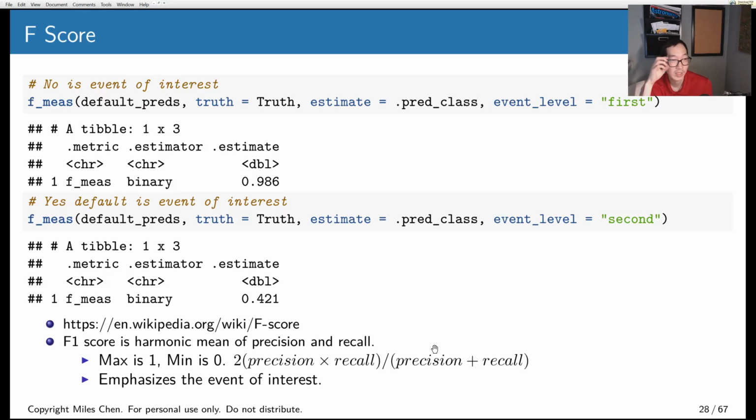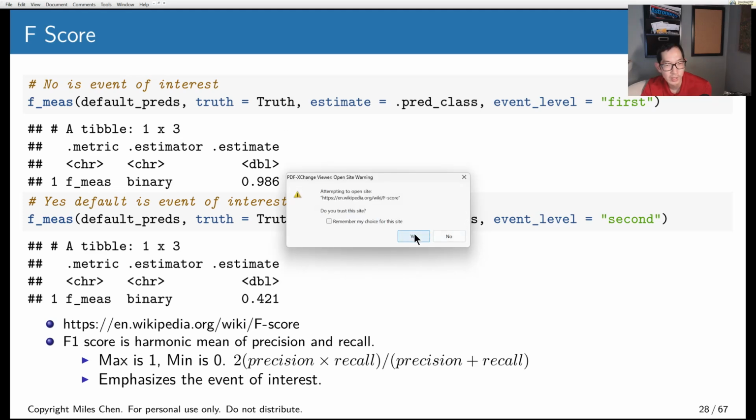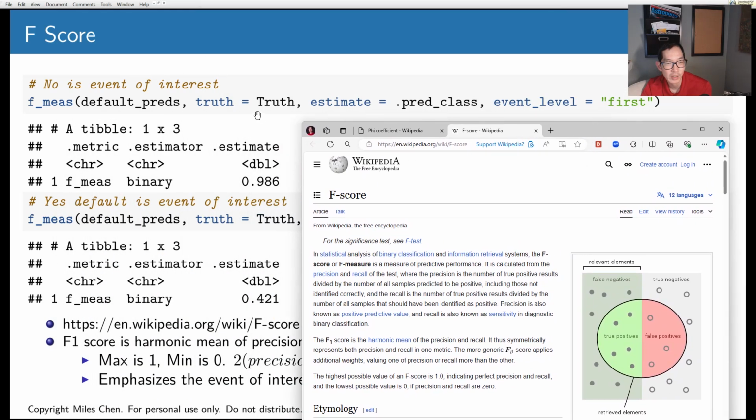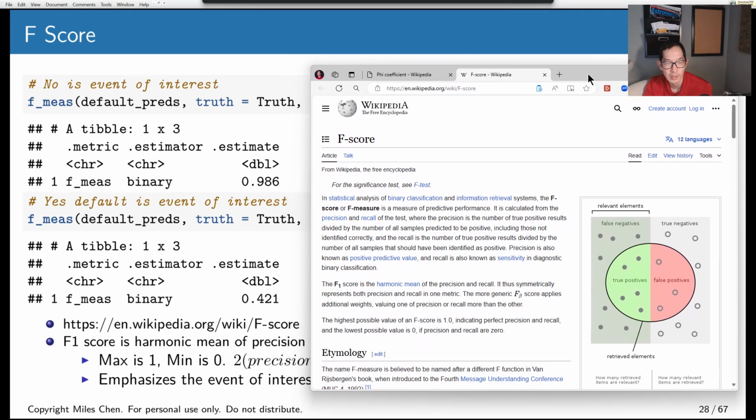There's another measure. One is called the F score, or the F measure. All right. And here, you want to talk about your event of interest. And so let's get into this, right? For here, we take our results and we say, our predicted class is that, and our event level, that's the first one.